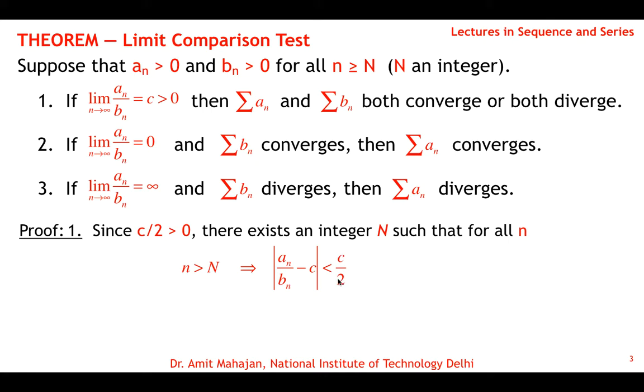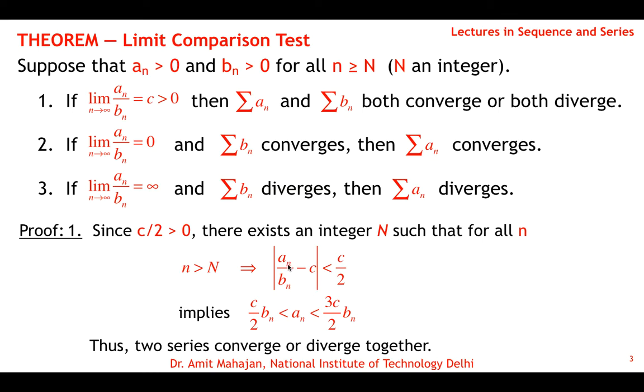And if we solve this, we can easily write that an lies between c by 2 bn and 3c by 2 bn. So it immediately gives us that both series an and bn will converge or diverge together. Because if the series bn is convergent, then we know that any constant times a convergent series is convergent. So 3c by 2 times the series bn is also convergent.